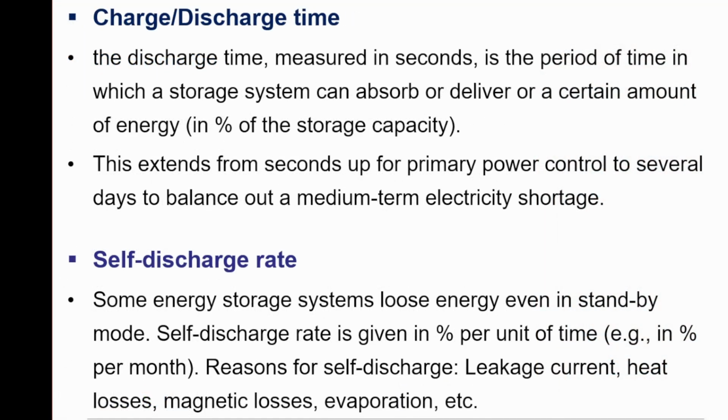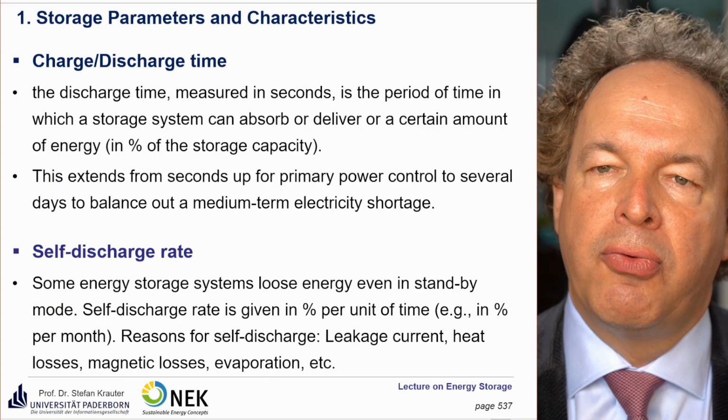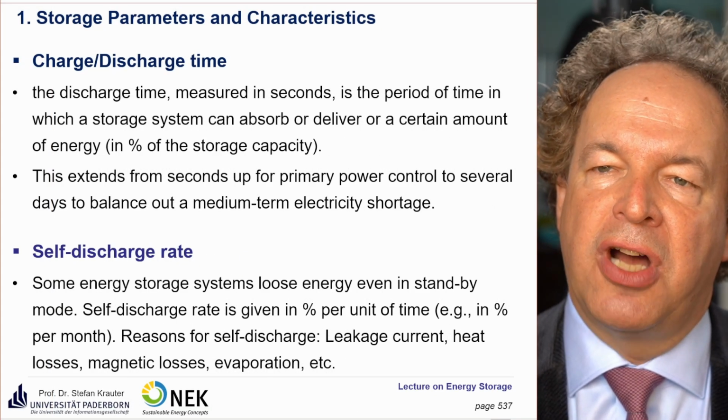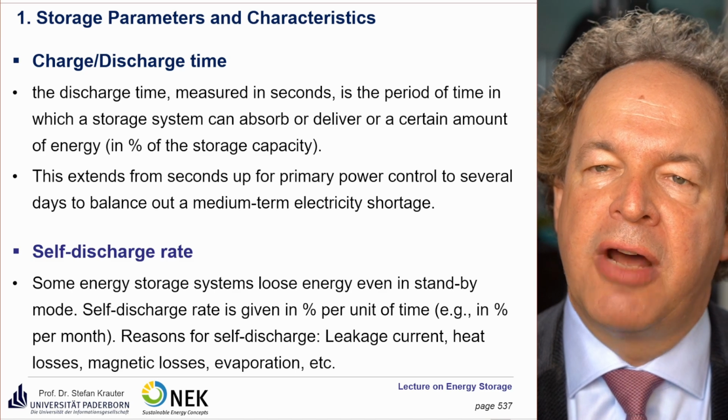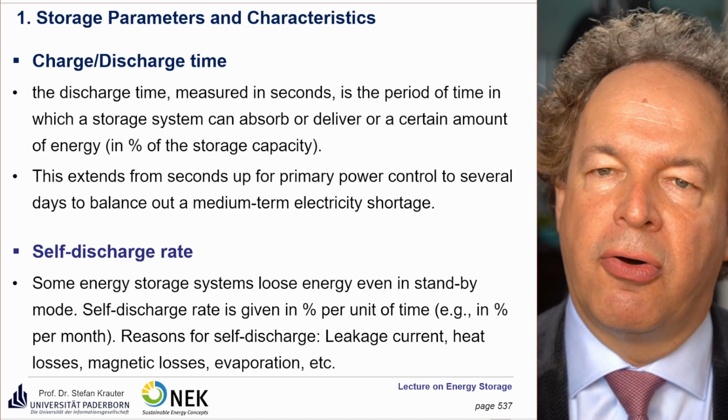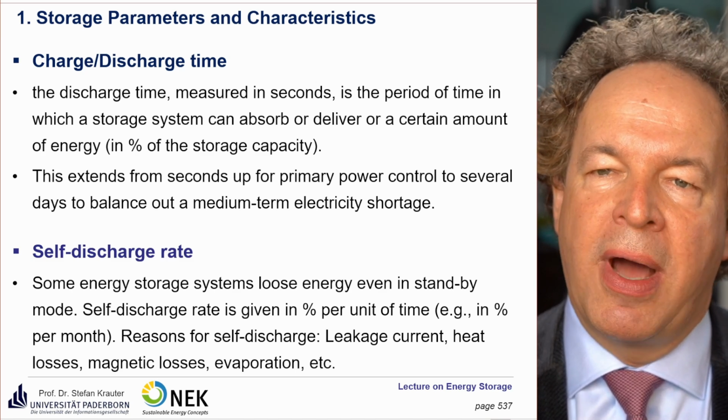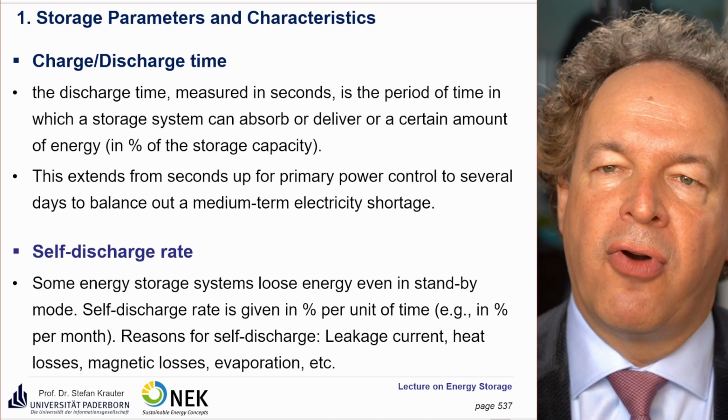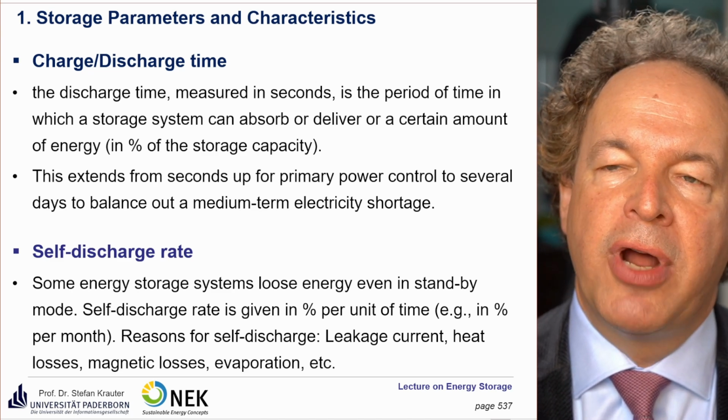Then we'll discuss the self-discharge rate. Some energy storage loses energy even in standby mode. Self-discharge is given in percent per unit of time, for example in percent per month. Reasons for self-discharge are, for example, a leakage current, or, if you have a thermal storage, heat losses, or magnetic losses, or, for pumped hydro systems, evaporation.